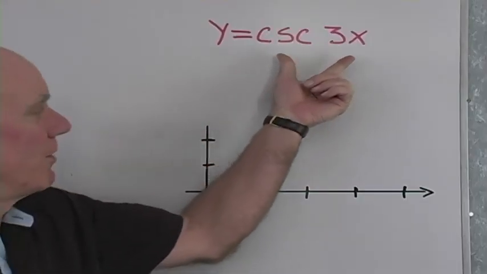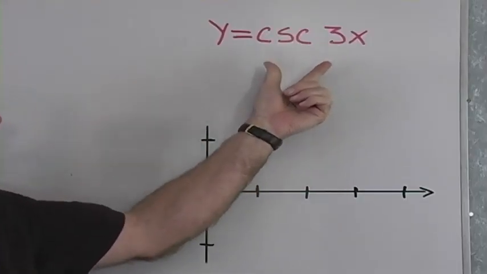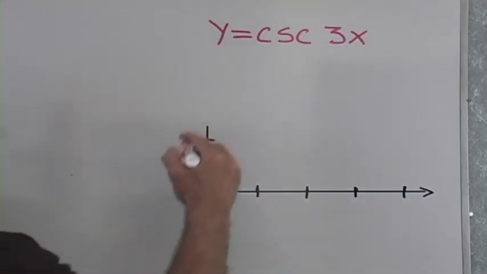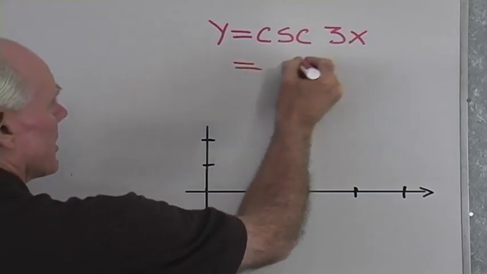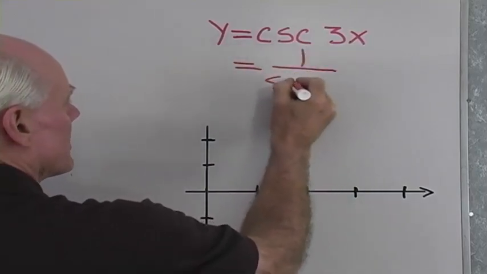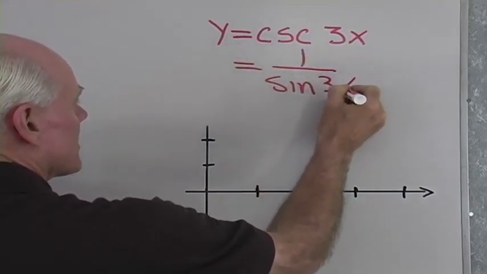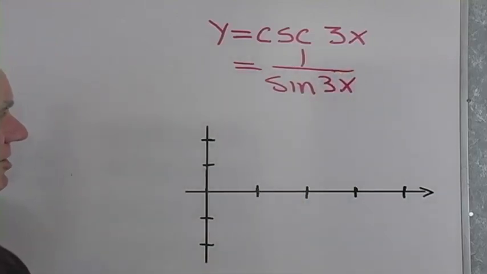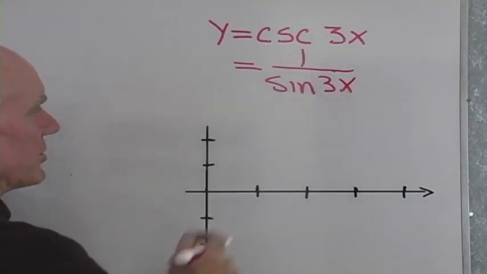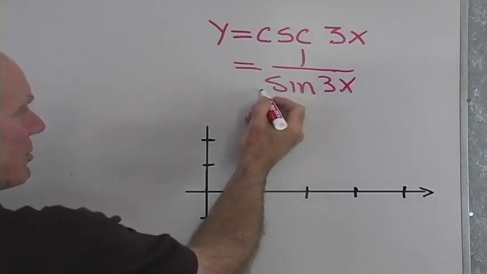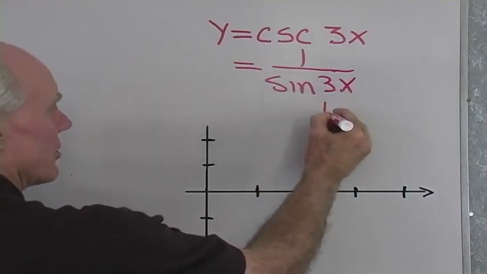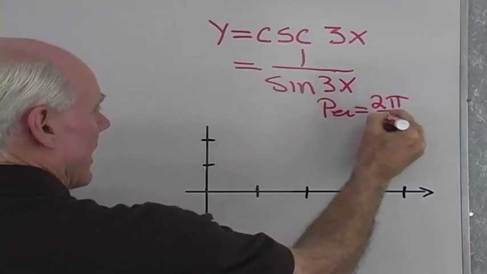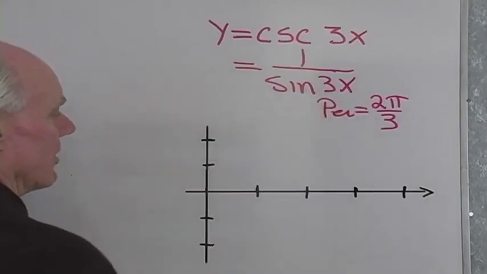I want to graph y equals cosecant 3x here, and I know that cosecant is the reciprocal of sine, so I'm going to do a little bit of algebra here first. I'm going to write this as 1 over sine 3x. And so what I'll do is graph this function right here and then take its reciprocal. So the graph of y equals sine 3x is going to have an amplitude of 1, and the period is going to be 2 pi divided by 3, that coefficient right there.